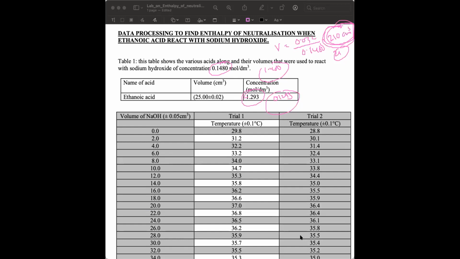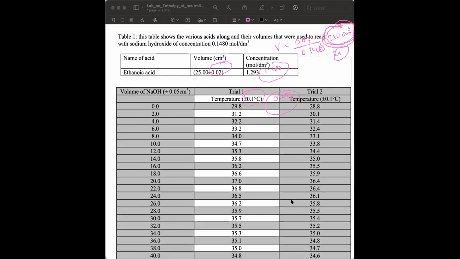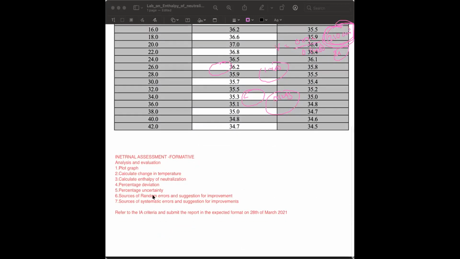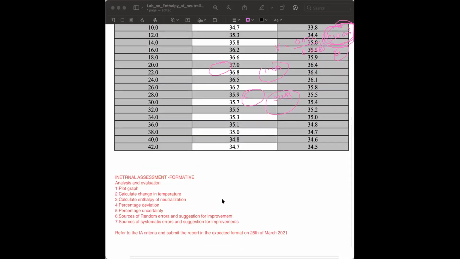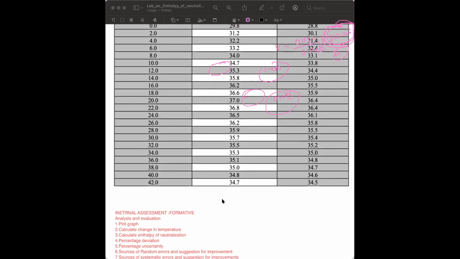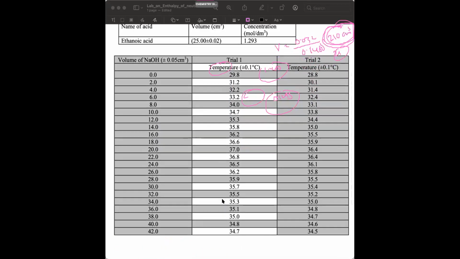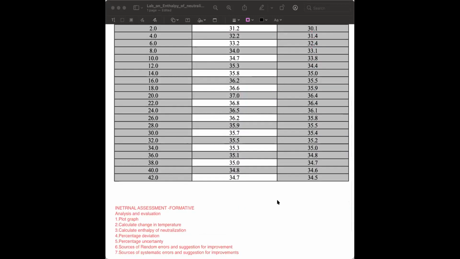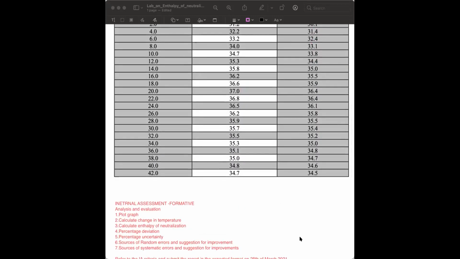Okay. And the last question was about sources of random and systematic errors. We don't know anything about the random apparatus error. No, see, first of all, here also there is heat loss. So even though I'm saying the reaction is happening fast, the heat loss is not zero.